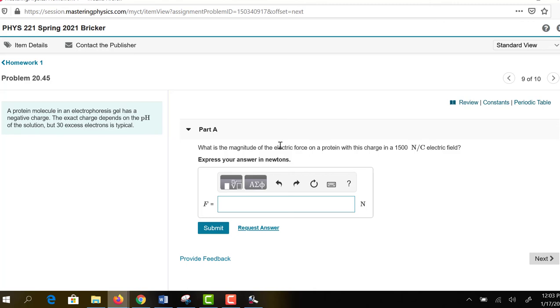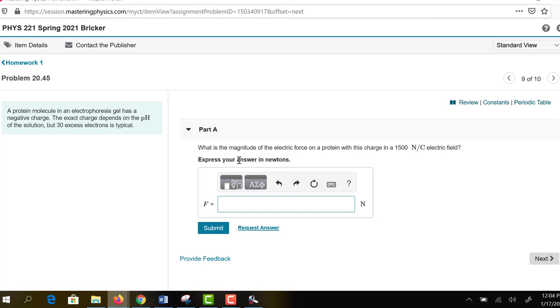Okay, so ninth one of the homework. Protein molecule in an electrophoresis gel has negative charge. The exact charge depends on the pH of the solution, but 30 excess electrons is typical. What is the magnitude of the electrical force on a protein in a 1500 Newton per Coulomb electric field? Express your answer in newtons.